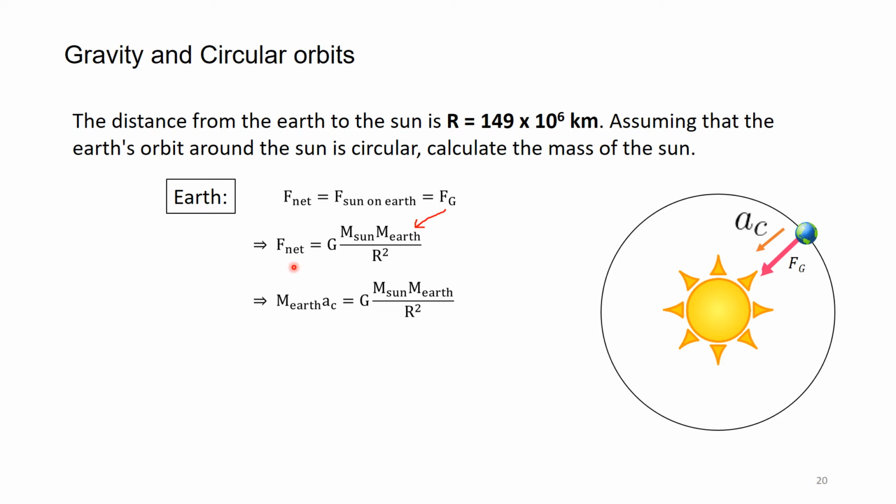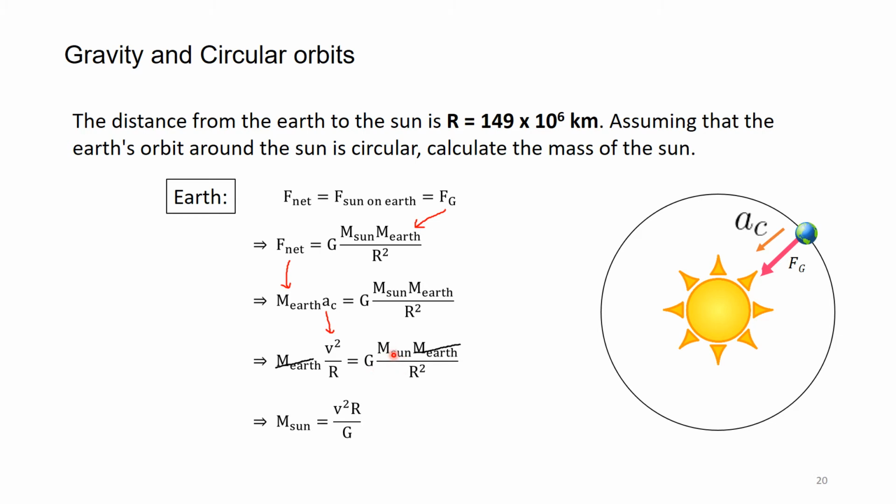And we are not done yet. For the net force, we can replace it by mass of the Earth times acceleration. Here we are using only the mass of the Earth because we are calculating the acceleration of the Earth. We are looking at the forces acting on the Earth. And the acceleration is centripetal acceleration because it points to the center. We can replace it with v squared over r. So now in this equation, you can see that on both sides of the equation we have the mass of the Earth. So let's cancel it out.